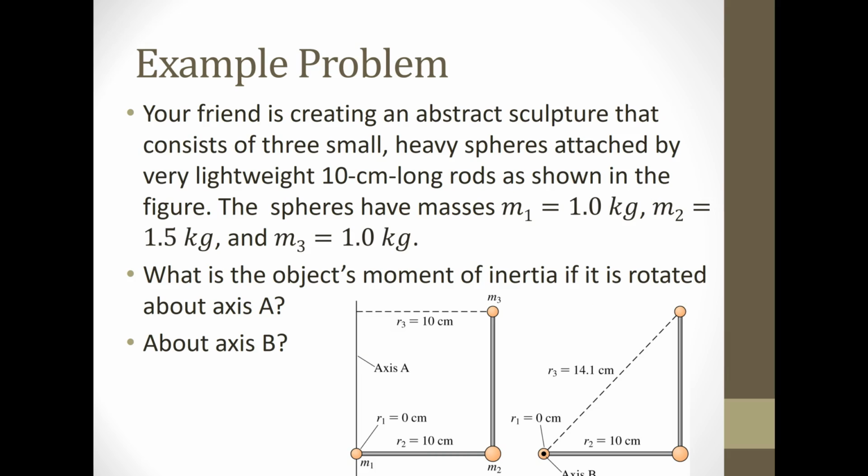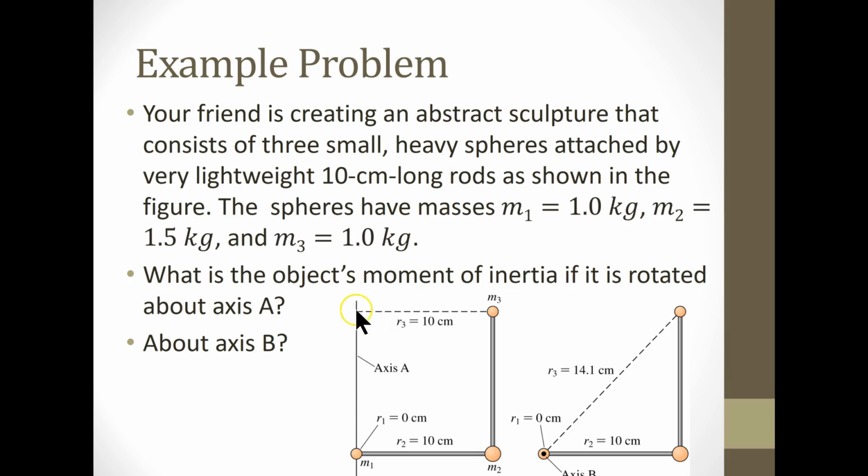So we're going to look at a particular example where we are creating an abstract sculpture that consists of 3 heavy spheres attached by very lightweight rods, right? And they each have a length of 10 centimeters, and they all form right angles together. We are given the masses of each little ball, each of the spheres. We want to know the moment of inertia depending upon which axis it's rotated.